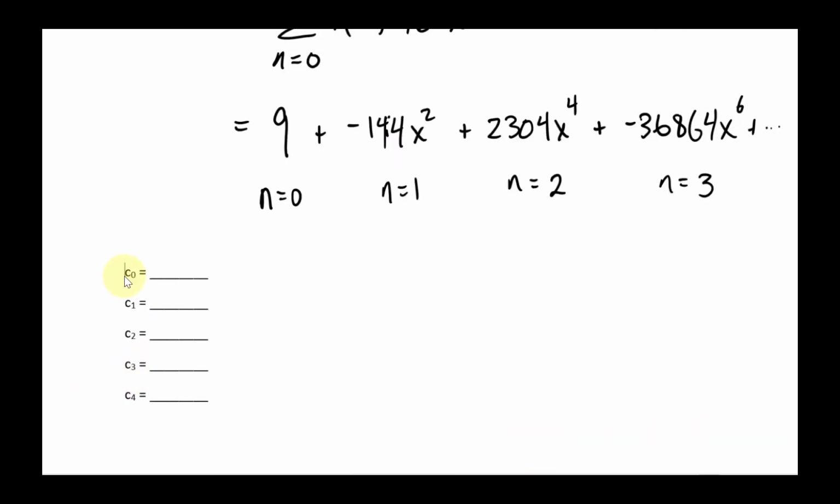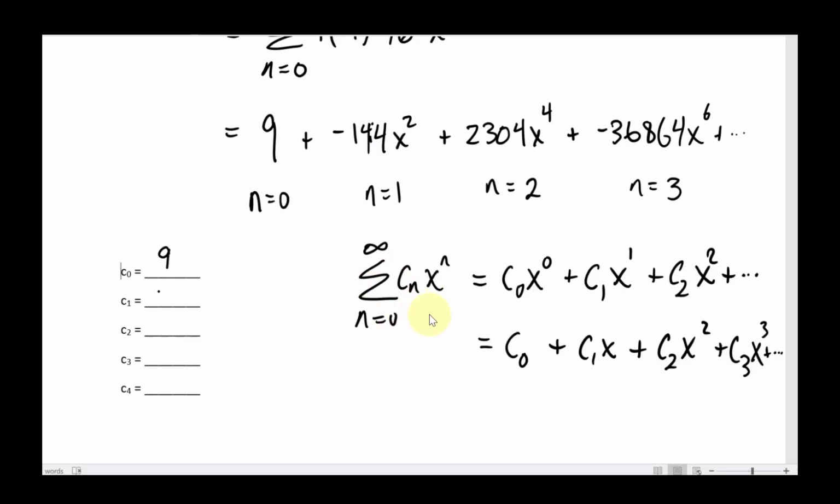So if we say C0 is the coefficient of the x to the 0 term, then C0 is 9, right? It's 9x to the 0. There is no x to the 1 term, so this will be 0. So I'm writing the series in this form, then I can see that C0 is 9, there is no x term, C2 is negative 144, there is no C3, and the C4 coefficient is 2304.